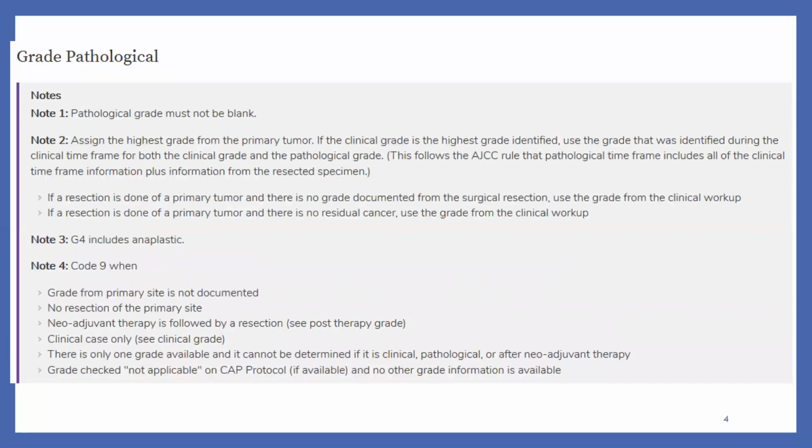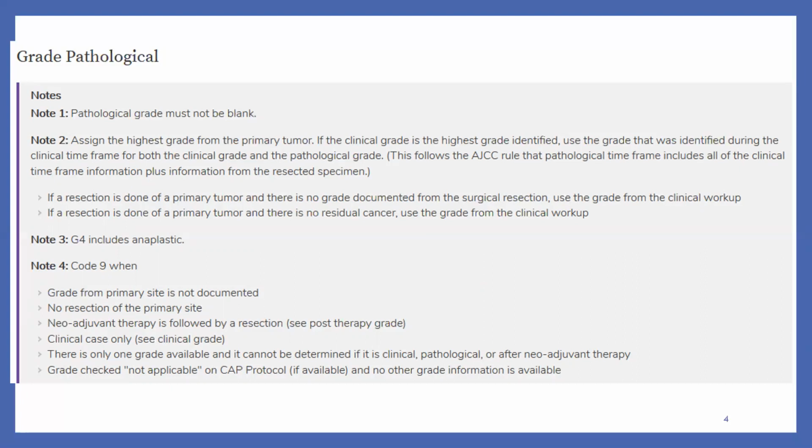For the grade pathological, this cannot be blank. Note 2 reminds us to assign the highest grade from the primary tumor. If the clinical grade is the highest grade, use the grade that was identified during the clinical time frame for both the clinical and the path. This does follow the AJCC rules for a pathological time frame. That does include all of the clinical time frame information plus the resection.